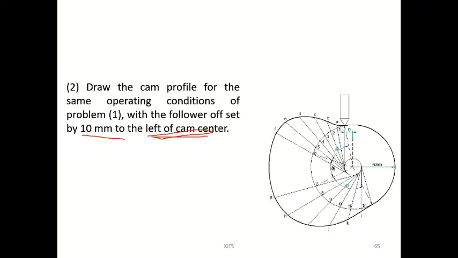Left side means first draw the 50 mm circle, that is a 5 centimeter circle. First draw the 5 centimeter circle, and with the same center, draw the 10 mm circle. At the right end, sorry, at the left end, I think this is the left end for me.